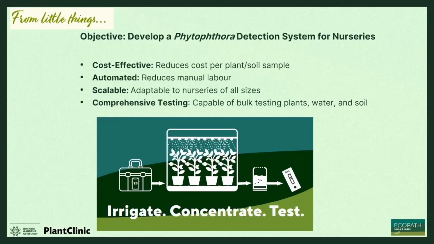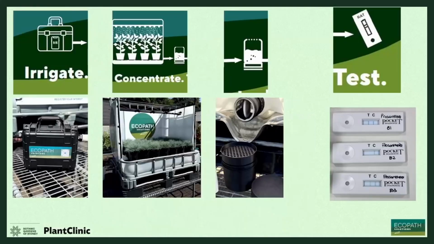And it works as 3 main stages: irrigate, concentrate, and test. And this is what it looks like. So these are all the different components of it. I don't have time to go into how each part works, but please see us afterwards and we can talk about it further.